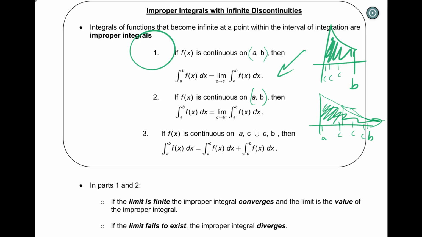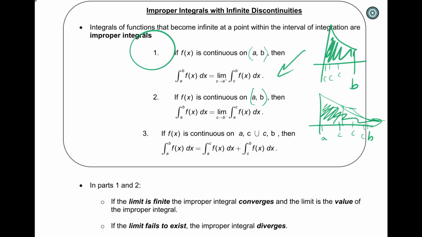Maybe I just want an interval between two numbers. Instead of taking the integral from 0 to infinity, maybe I just want, okay, between 2 and 4, what's the integral? The issue is, what if I have a discontinuity between those bounds? What if my bound isn't infinity, but inside there I have a discontinuity? What if it goes to infinity between my bounds? That's another way you can use improper integrals.